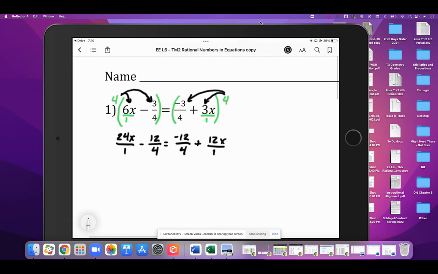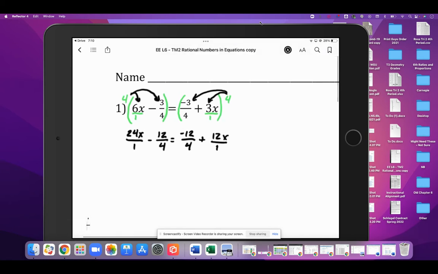But let's take a look at what's going to happen. So I have 24x over 1, which is the same as 24x. I have 12 over 4, which is the same as 3. I have negative 12 over 4, which is the same as negative 3. And I have 12 over 1, which is the same as 12.